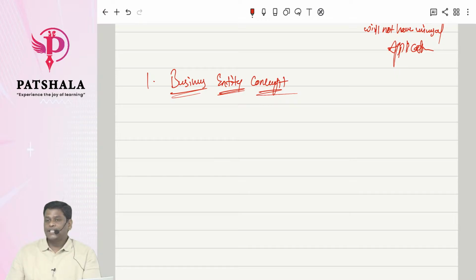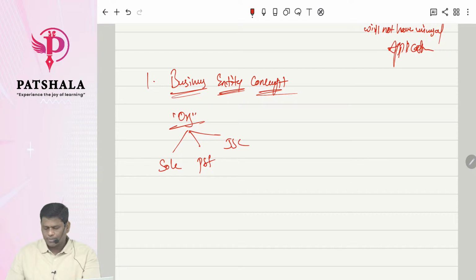So, business entity concept. Listen here. You are commerce, non-commerce. Organizations are broadly categorized into 3 types. This I told you in the introduction class also. Sole proprietors, partnership firms, joint stock companies. These are the 3 major forms of organization.